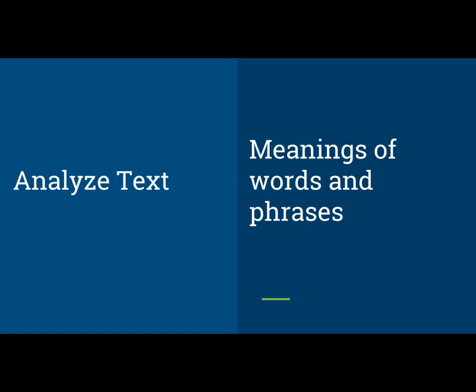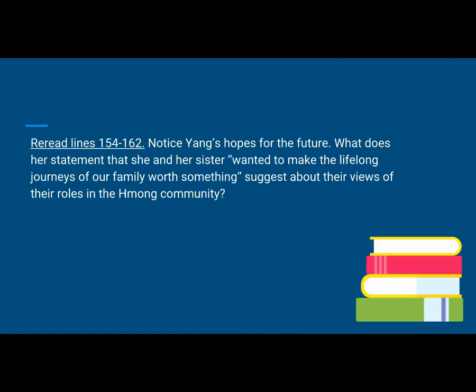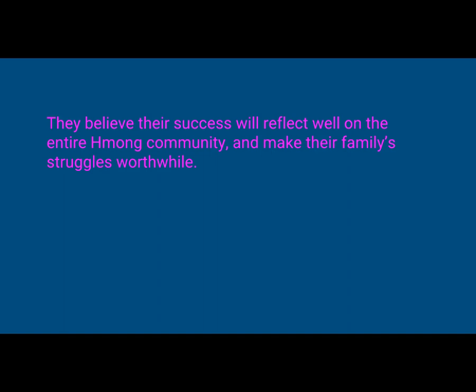In lines 154 through 162, notice Yang's hopes for the future. Reread lines 154 through 162. Notice Yang's hopes for the future. What does her statement that she and her sister wanted to make "the lifelong journeys of our family worth something" suggest about the views of their roles in the Hmong community? Pause while you think. They believe their success will reflect well on the entire Hmong community and make their family's struggles worthwhile.